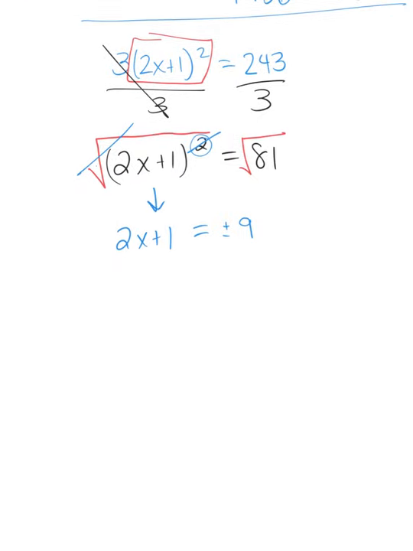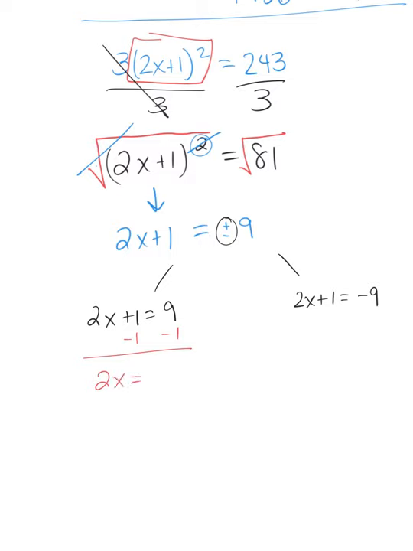But we're not done here. We have to go ahead and solve because we have a plus and minus. So we're going to break this up into 2 different equations: 2x plus 1 equals positive 9, and 2x plus 1 equals negative 9. And then all it is is a 2-step equation. So I'm going to subtract 1 from both sides, and I have 2x equals 8. But x is still not by itself, so I need to divide by 2. And my final answer should be 4.